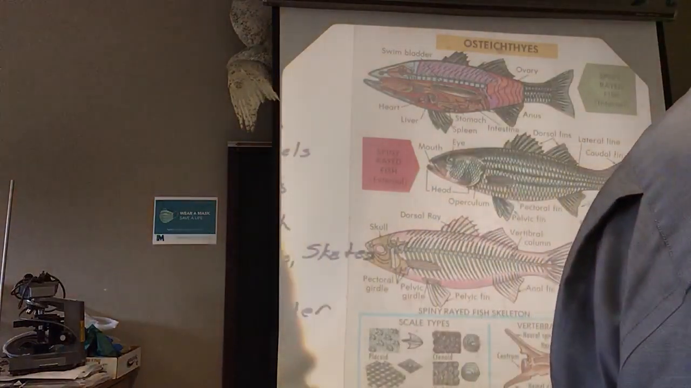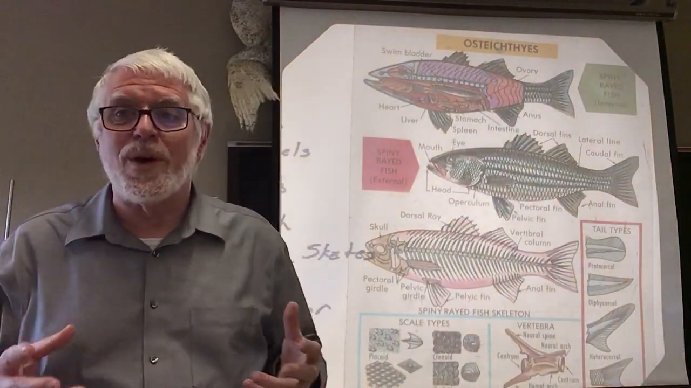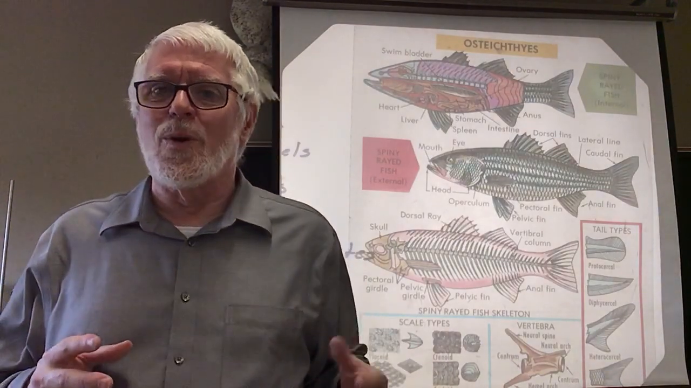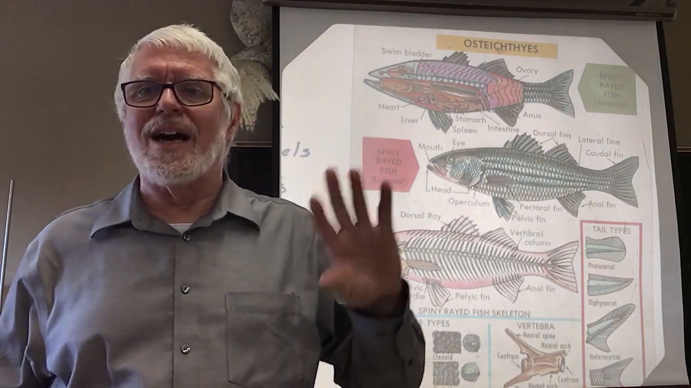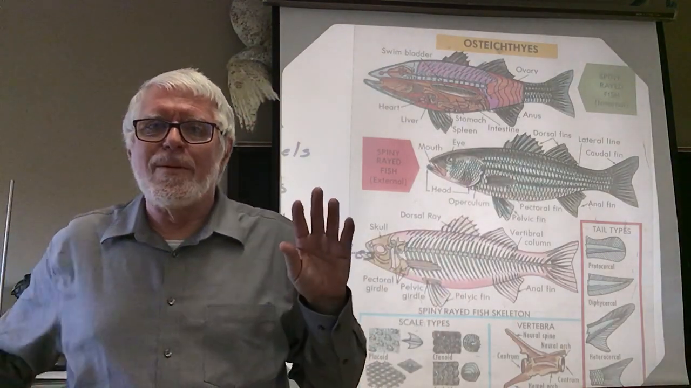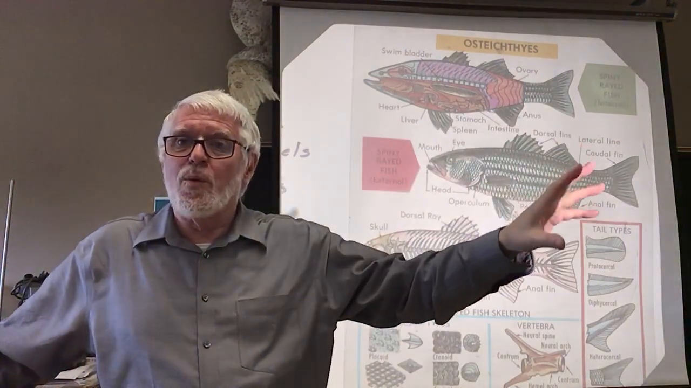They are by far the most speciose group of vertebrates or chordates. Way more species of bony fish than of any of the other groups. Bony fish evolved in fresh water. And so they're largely waterproof, right?